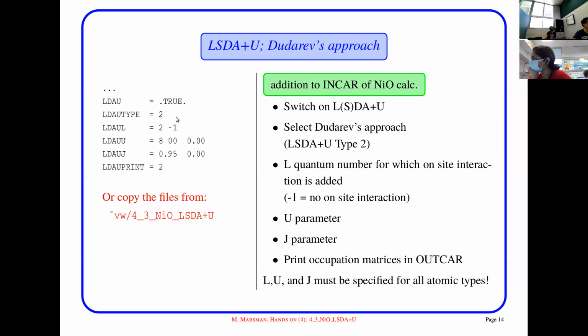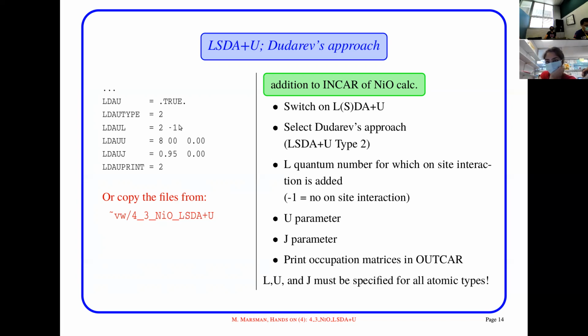Then you move to the second element. The second element is the 2 oxygen, and here you put -1. What does it mean to have -1? To have this -1 means that no on-site interaction is provided. So it is telling VASP not to apply any correction on this element. And remember that you always need to put -1.